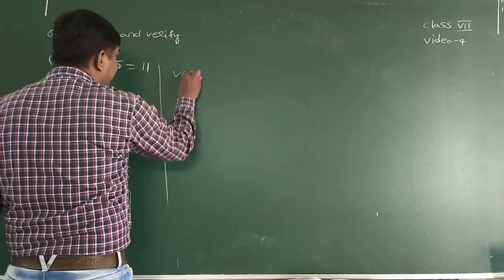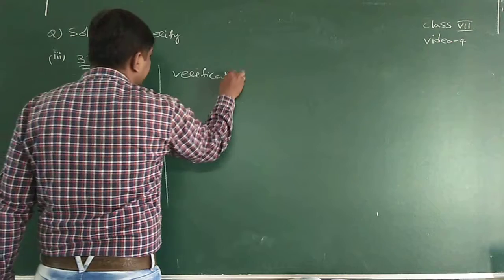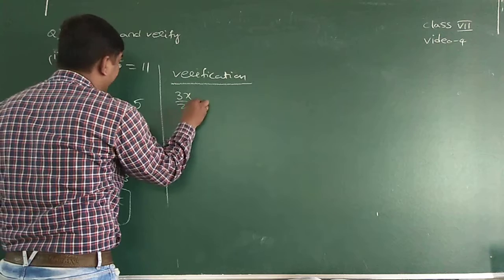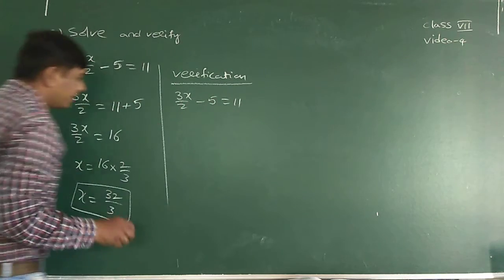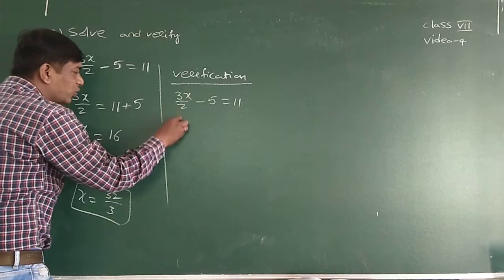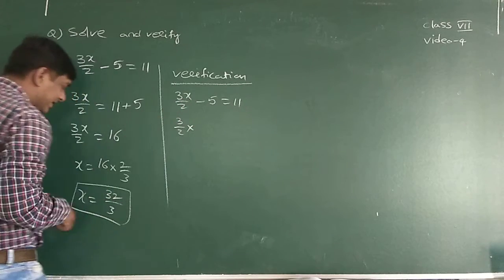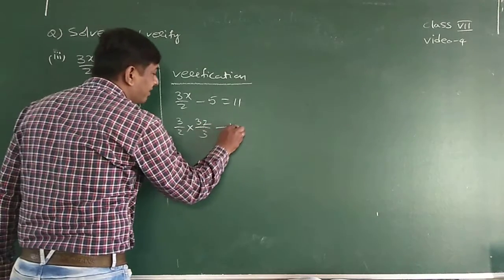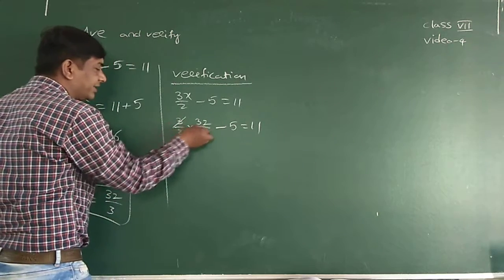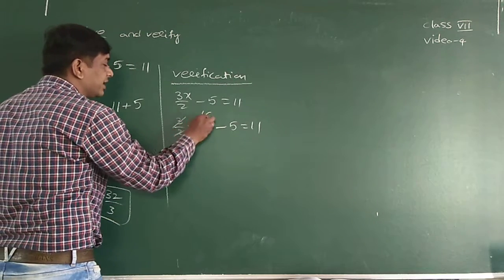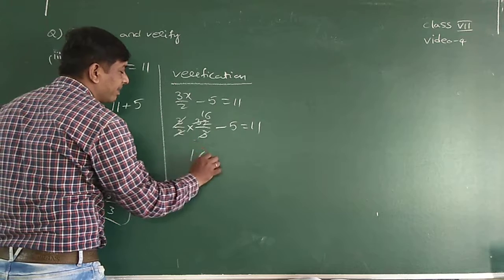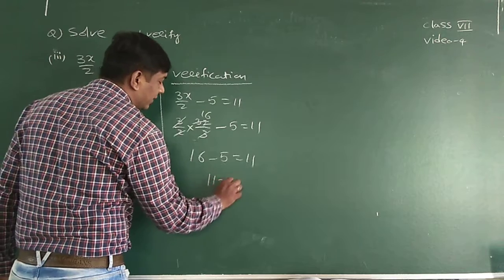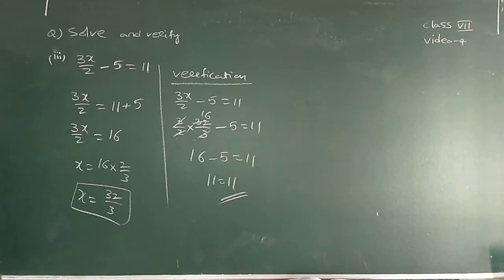Now verify the result. Verification. What is verification here? 3x by 2 minus 5 is equal to 11. Now 3x by 2 means 3 by 2 into x. X means 32 by 3. Minus 5 is equal to 11. This 3 cancels. 2 ones are 2, 16s are 16. Then it becomes 16 minus 5 is equal to 11. 16 minus 5 is 11, so 11 is equal to 11.